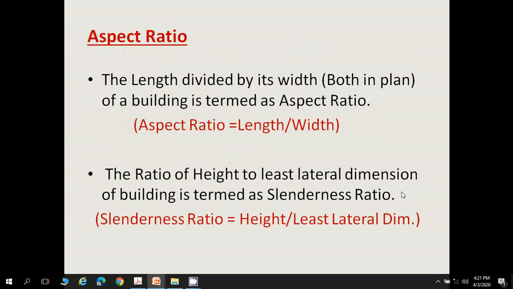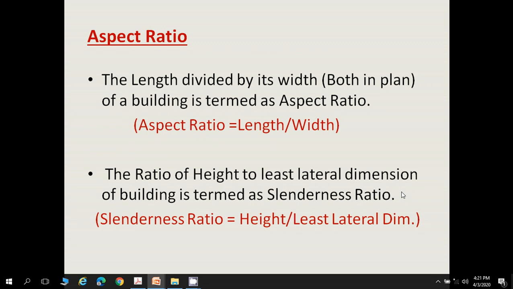So, aspect ratio. What is the aspect ratio? It's the length divided by its width, both in plan of a building, and is termed the aspect ratio. When a building is in plan, its length is divided by its width; the ratio of length to width of a building in plan is called the aspect ratio.